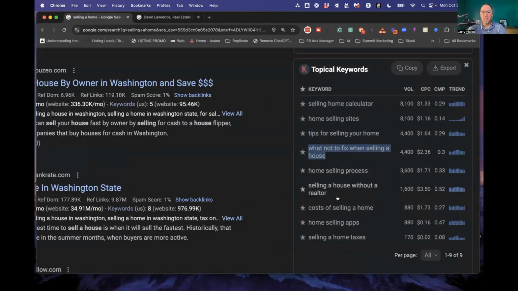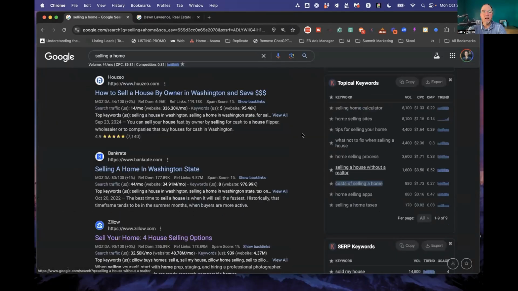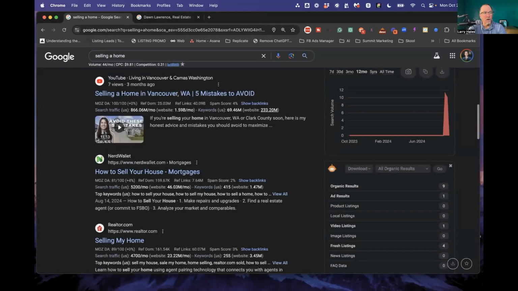Selling a house without a realtor. Sure, you could put that in there. That is one of the questions: do I need a realtor to sell my house? No, absolutely you don't. But here's the pros and here's the cons. What are the costs of selling a home? So you can see there's all kinds of information out there on what questions people are asking and what kinds of things you can put in your Q&A there on your Google business.